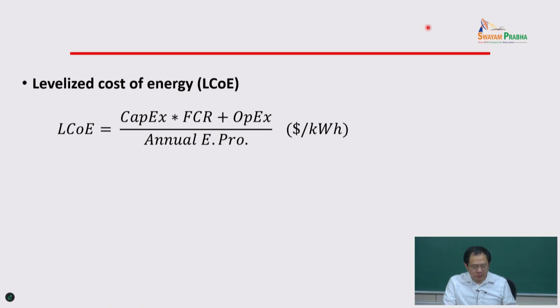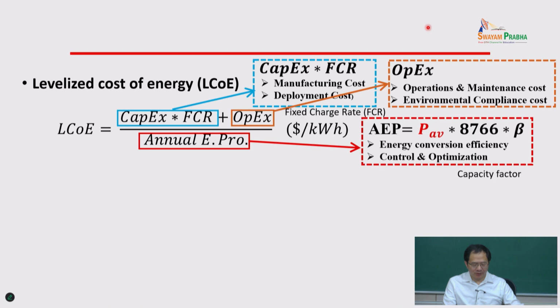Okay, so for the overall system, you want to achieve a low levelized cost of energy, LCOE, right? So you want to pay less dollars per kilowatt hour. How is LCOE calculated? Here it is.